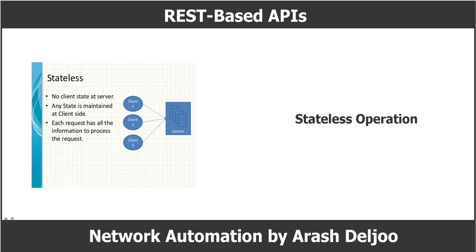But with REST APIs, this is stateless, and here we don't have any information from a previous, for example, API call. Here you can see the attributes of the stateless operation. No client state at server. Any state is maintained only at the client side. On the server we don't have any state. Each request has all the information to process the request.